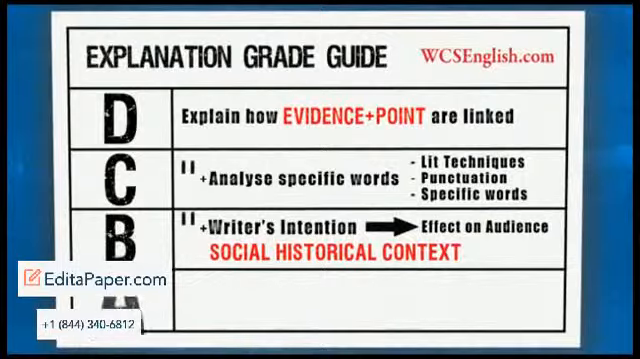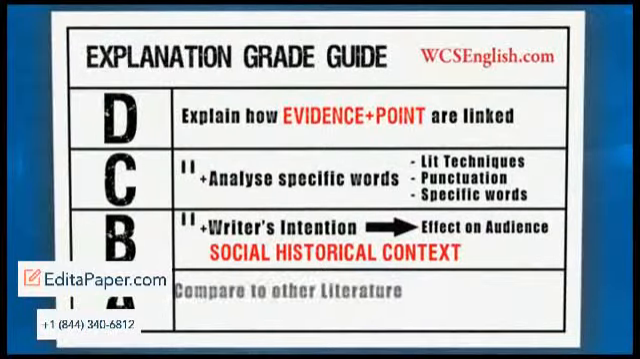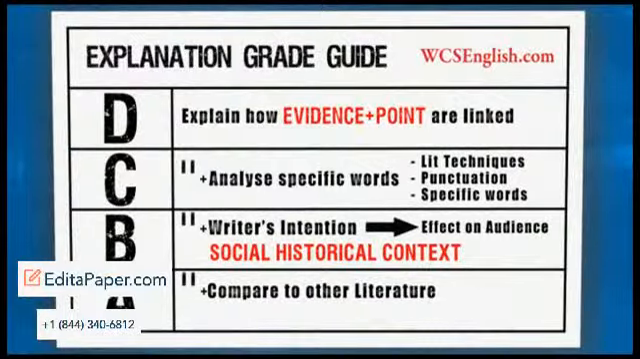Now, to look to get an A, you will again do all of the above, and you will also compare, if you can, to other literature. So you might look at Lennie to Mary Shelley's creature in Frankenstein, and how actually they're kind of similar, creatures destined for doom. That might be one way of doing it.